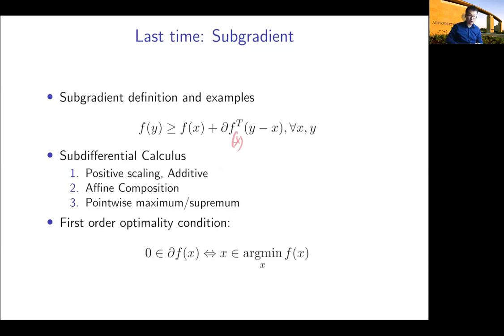Then we talked about the subdifferential calculus, where we learned how to evaluate and calculate the subgradients for functions that are the sum of two functions, and functions that are a composition of a convex function and an affine transformation, and also functions that are slightly less trivial, functions that are pointwise maximum and pointwise supremum of other convex functions, where as long as we can evaluate the subgradients of the individual components, we can use them to construct the subgradients of this more complicated composite function.